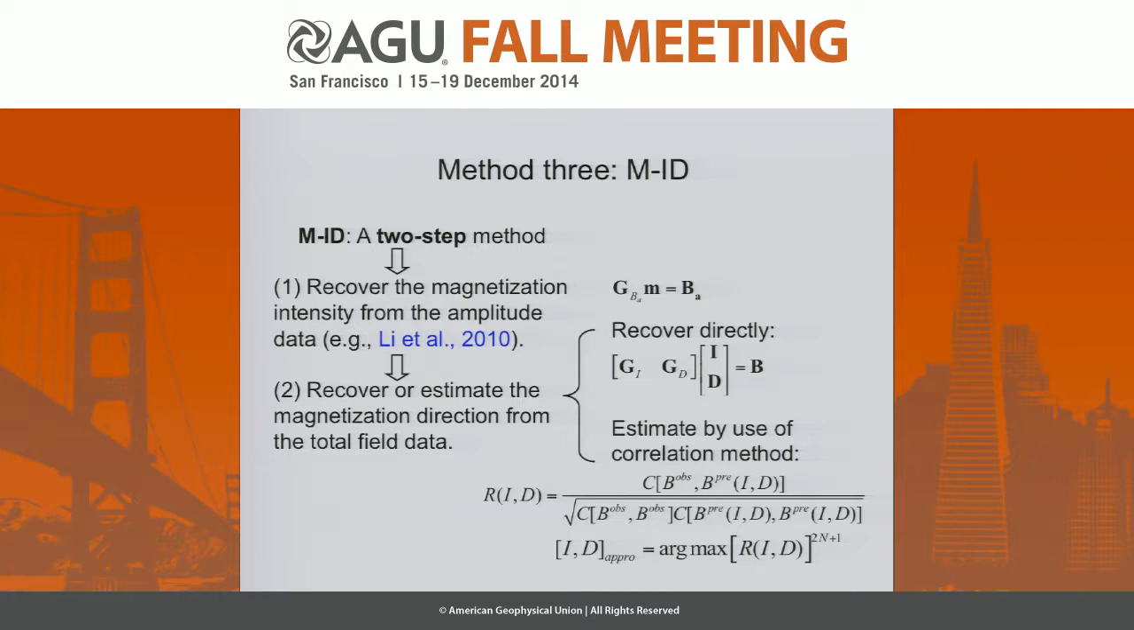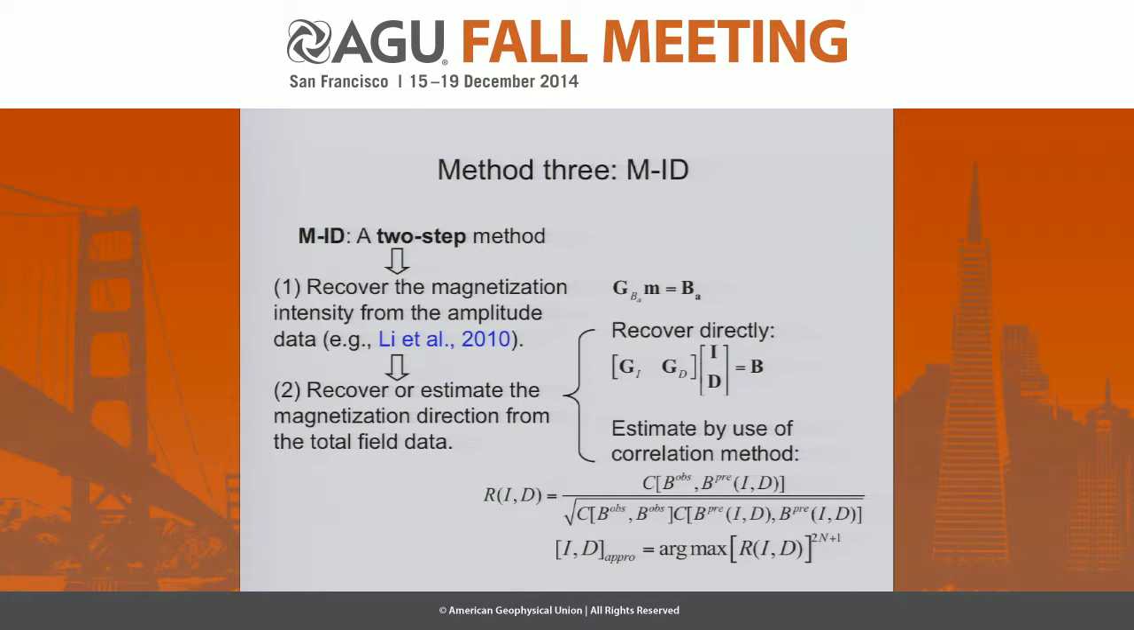So the M-ID method, in fact, is a two-step method. In the first step, we recover the magnetization intensity from the amplitude data. This method is very common and has been used by many scholars, such as this group. Subsequently, after we recover the magnetization intensity distribution, we continue to invert the total field data.